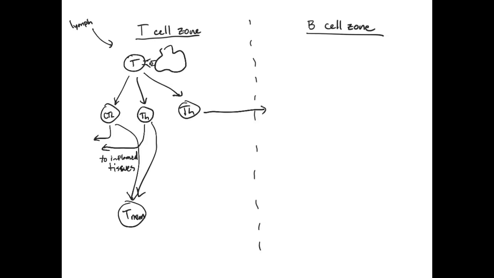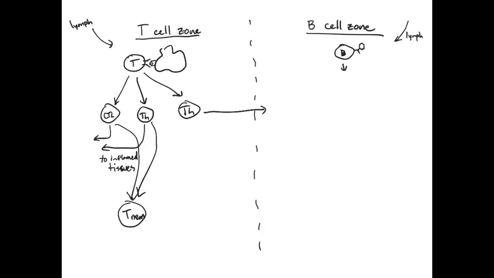Now let's transit over to the B cell zone. In the B cell zone, you are also having a delivery of lymph, which leads to the activation of some B cells. And so B cells are activated by soluble antigens. Let's draw a picture of a B cell with antibodies on its surface, and these antibodies are binding to this virus that has been transported via the lymph into the lymph node.